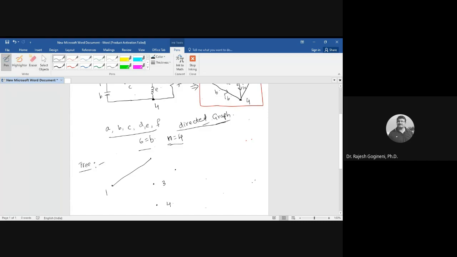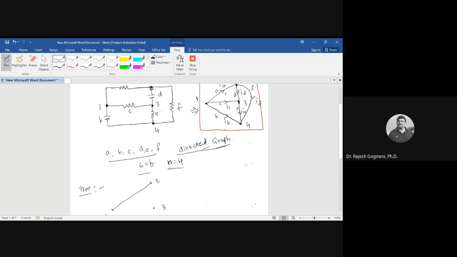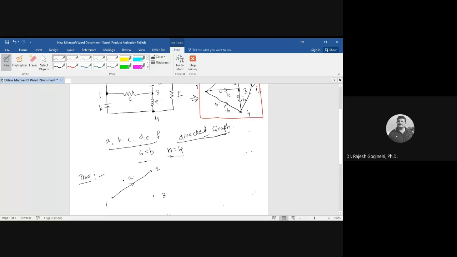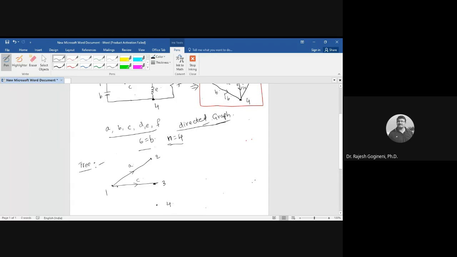Node 2 here. There should not be a closed path. And what is the name of this branch? The branch is A. I am writing the branch name as A. And one more branch, this is C. And one more is B. This is B.